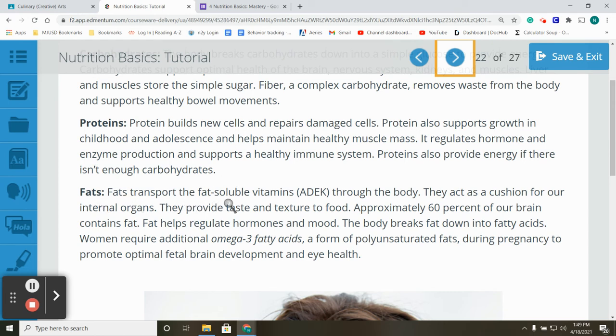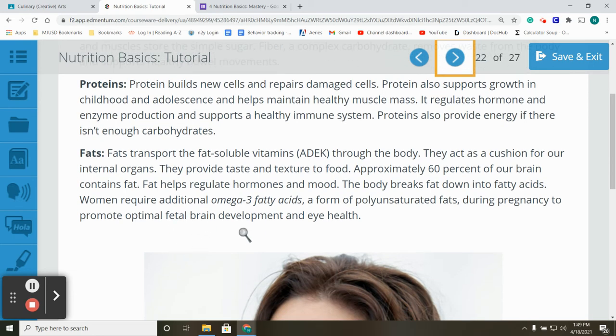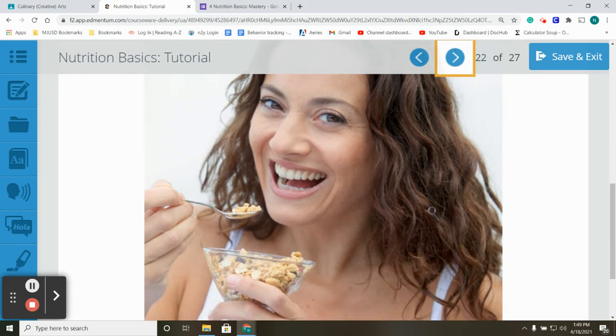Fats. Fats transport the fat soluble vitamins A, D, E, K through the body. They act as a cushion for our internal organs. They provide taste and texture to food. Approximately 60% of our brain contains fat. Fat helps regulate hormones and mood. The body breaks fat down into fatty acids. Women require additional omega 3 fatty acids, a form of polyunsaturated fats, during pregnancy to promote optimal fetal brain development and eye health.